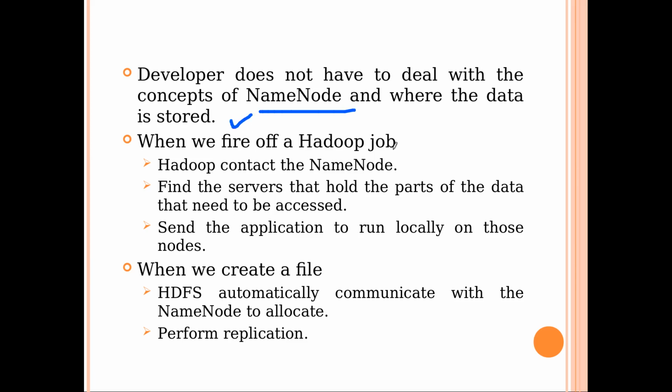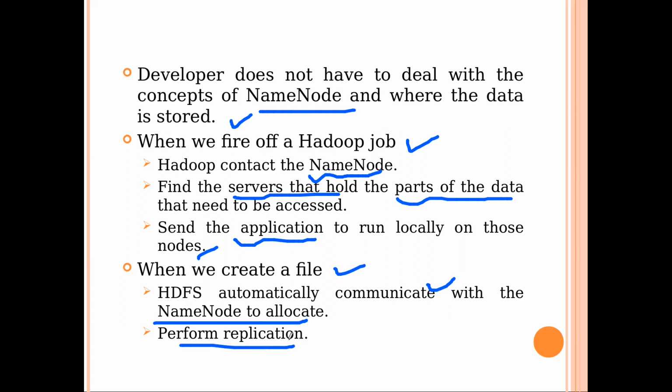When we fire a Hadoop job, it directly contacts the name node. Through the name node, it finds the server that holds the data that is to be processed, and it sends the application to the corresponding node. Similarly, when we create a file, it automatically communicates with the name node to allocate, and it performs the replication of data on different nodes.